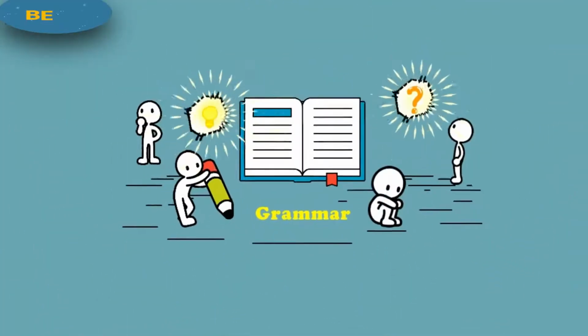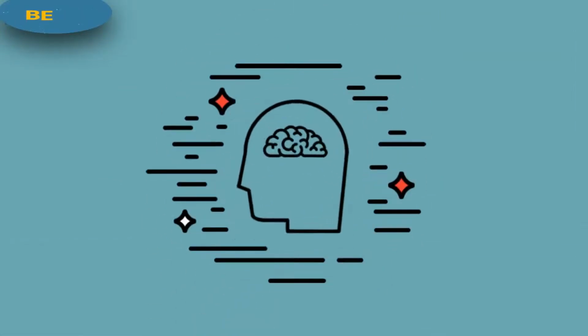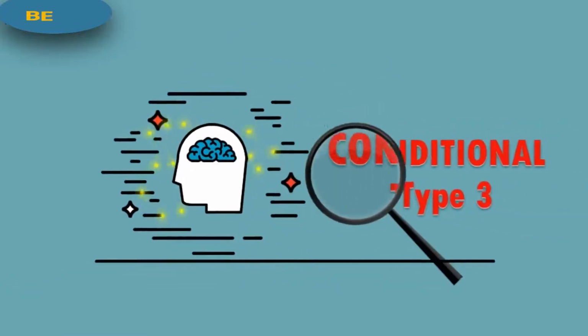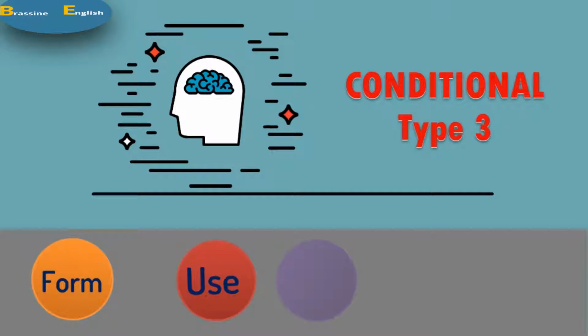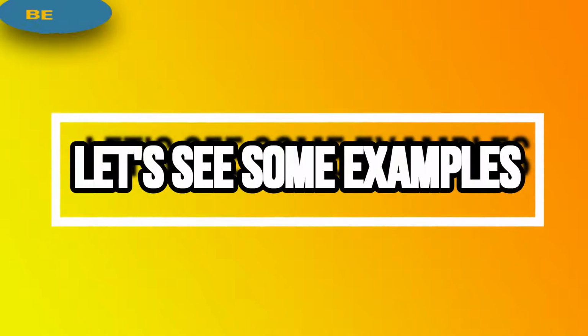Well, today's lesson will be about the third condition, or what is also called conditional type 3. In this lesson, we will see the form and use of conditional type 3 and then do some exercises at the end to practice what we have learned. Let's get started. Let's see some examples first.